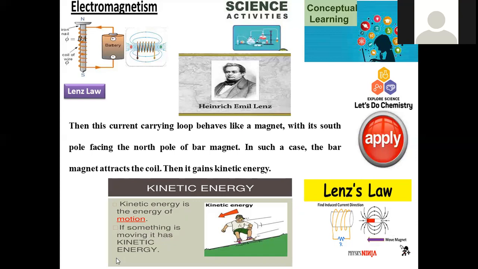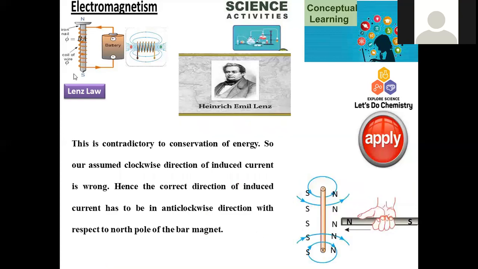Kinetic energy means what? Any object which is in a moving condition can be associated with kinetic energy. So the energy assigned due to the motion of any object is denoted as kinetic energy, because of that movement of the external magnet towards the closed loop. That closed loop is now working like an induced magnet. Because of that motion, there is an origination of kinetic energy within the external magnetic field. This is contradictory to the conservation of energy. So our assumed clockwise direction of induced current is wrong.